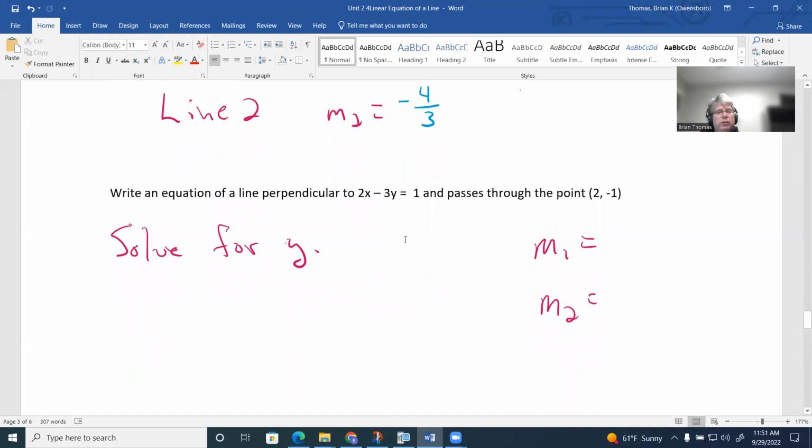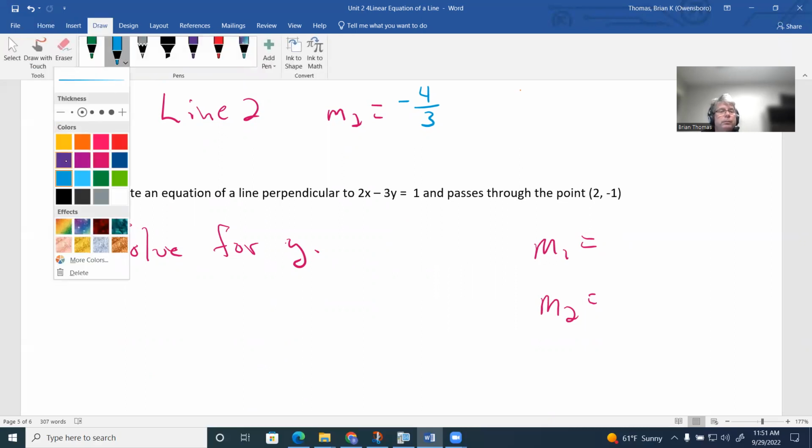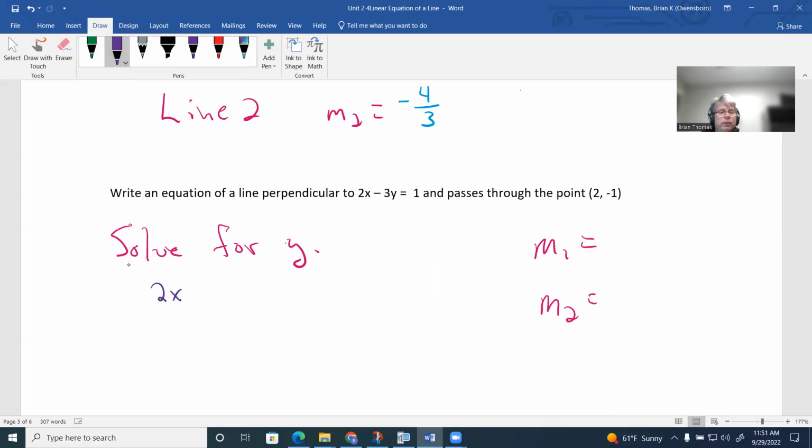So our next question is, write an equation of a line perpendicular to 2x plus 3y equals 1 and passes through the point 2, 1. So the given line is here. So what we want to do to start with is solve this equation for y to determine its actual slope. So if I have 2x plus 3y equals 1, we want to solve this equation for y. So I've got to subtract the 2x first to get that on the other side of the equation, or you can just move it to the other side and call it negative.